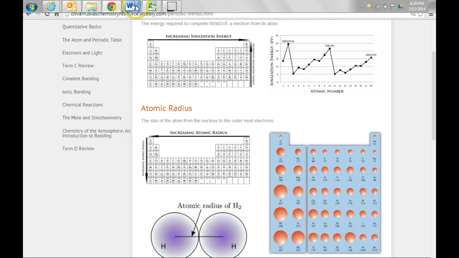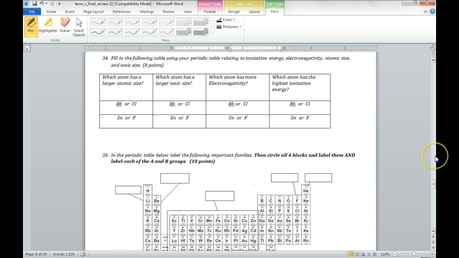Next part of the worksheet, we're almost done here. So largest atomic size. Atomic size is going to decrease as you go over, but increase as you go down. Ionic size is the same way. It's going to decrease as you go over, increase as you go down. Electronegativity increases as you go over, decreases as you go down. And ionization energy increases as you go over and decreases as you go down.